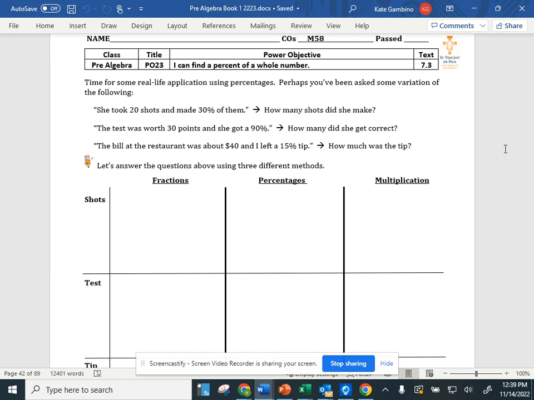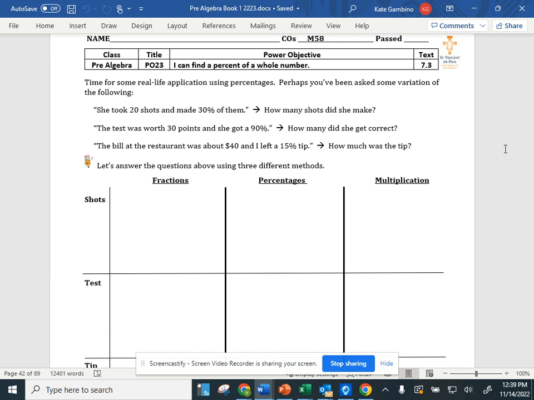Or how about the test was worth 30 points and she got a 90%. How many did she get correct? The bill at the restaurant was about $40 and I left a 15% tip. How much was the tip? So anytime you go out to eat, you're using tips. You go shopping, you have to factor in sales tax. Okay, these are all based on percentages.